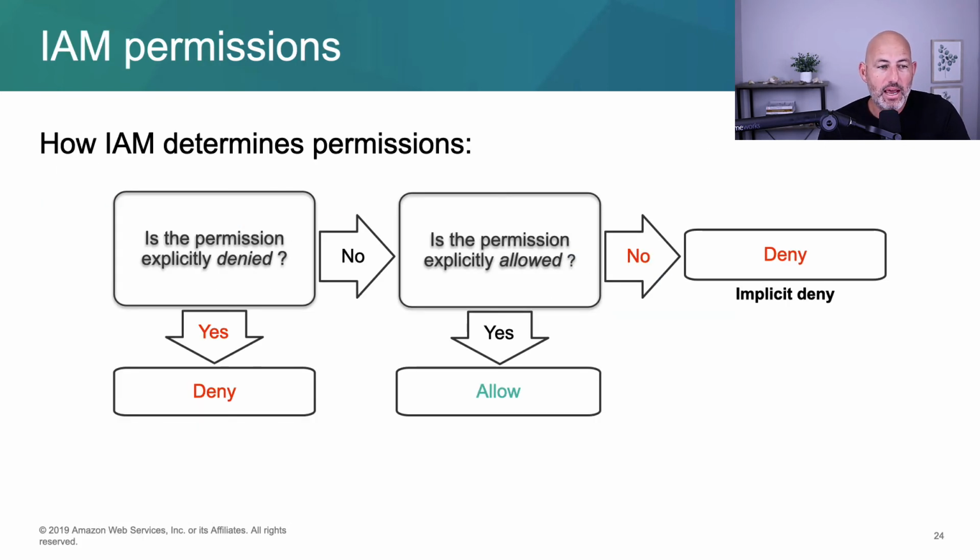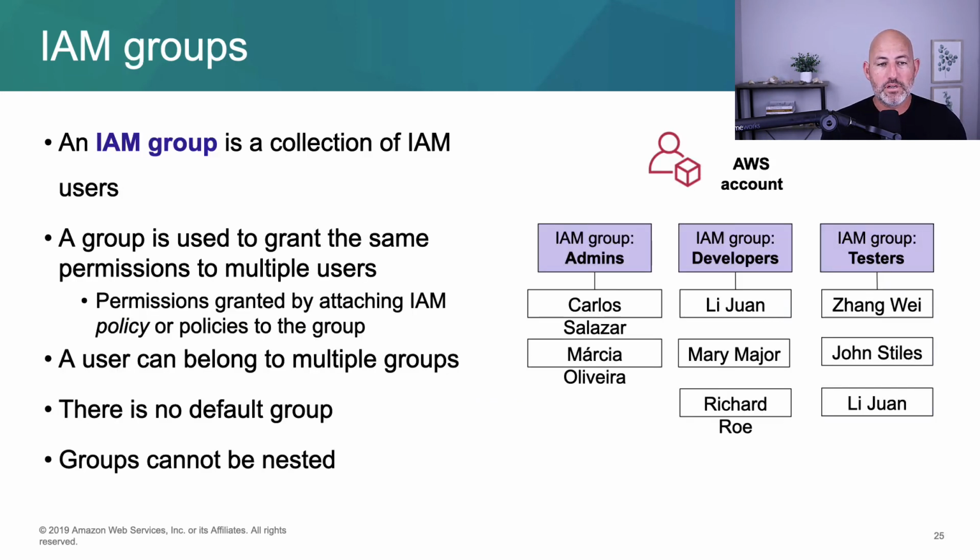And how does IAM determine permissions? The first thing is: is the permission explicitly denied? If yes, then it's denied. If it's no, then the next thing is: is the permission explicitly allowed? If yes, then you can do it. If no, it's denied. An IAM group is a collection of IAM users, right?